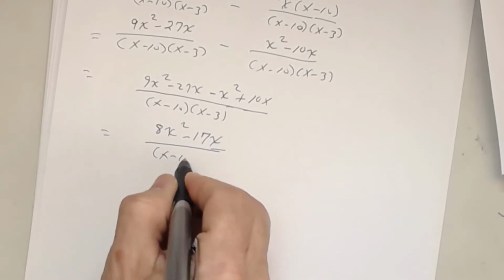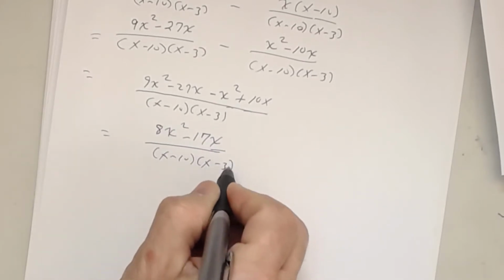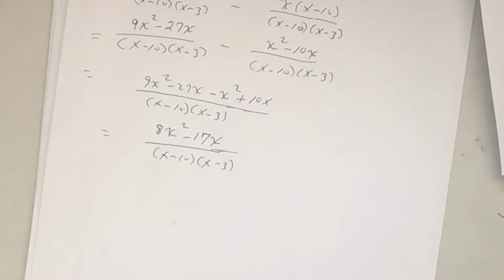Divided by x minus 10 times x minus 3. Okay, now here's the question. Factor. Remember, you leave the denominator factored. Don't multiply this thing out, because if you multiply it out and something's wrong there, you're not going to get full credit.